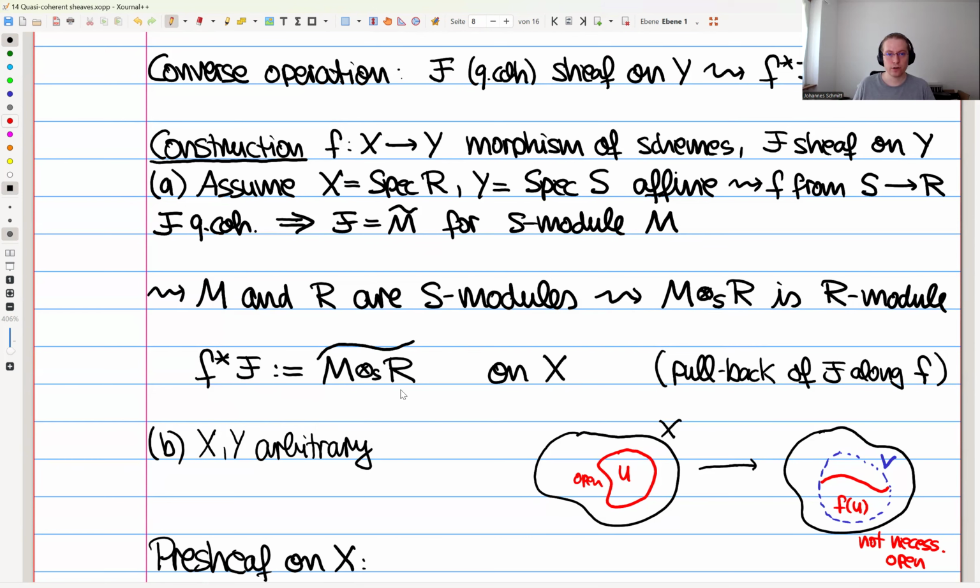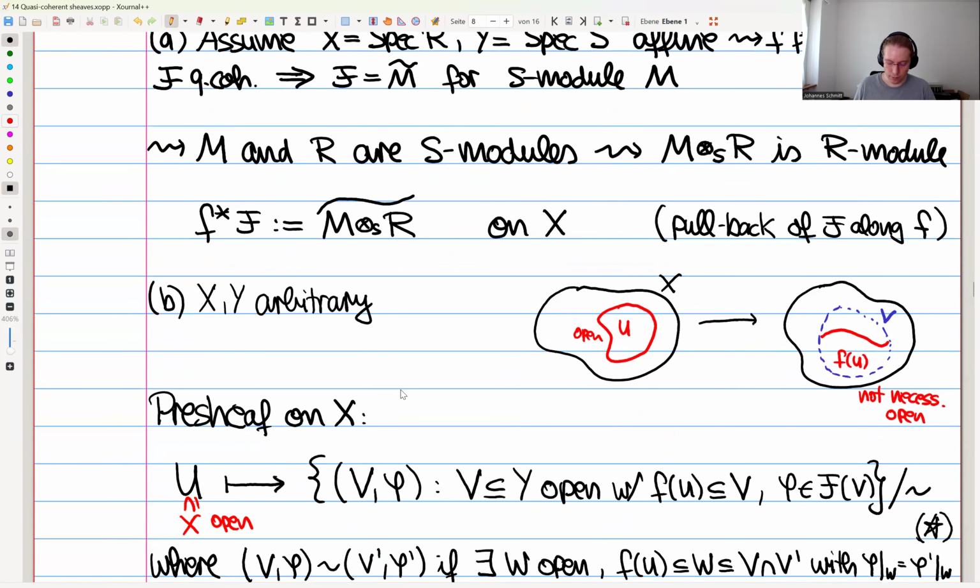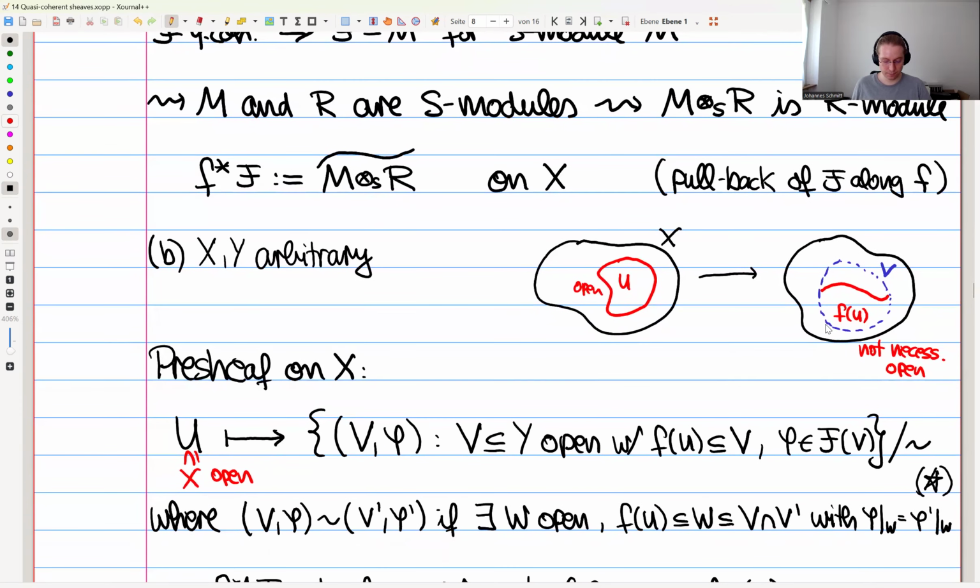But we also want to have a construction which works for arbitrary X and Y. And here the problem is that this easy definition of the pullback does no longer work. The problem is we need to say on an open set U of X, what are the sections of this pullback? And the problem is this open set might map to something which is no longer open, can be pretty bad inside Y. And then we can't really take F on this image. Doesn't make sense. We can only evaluate this sheaf on open sets.